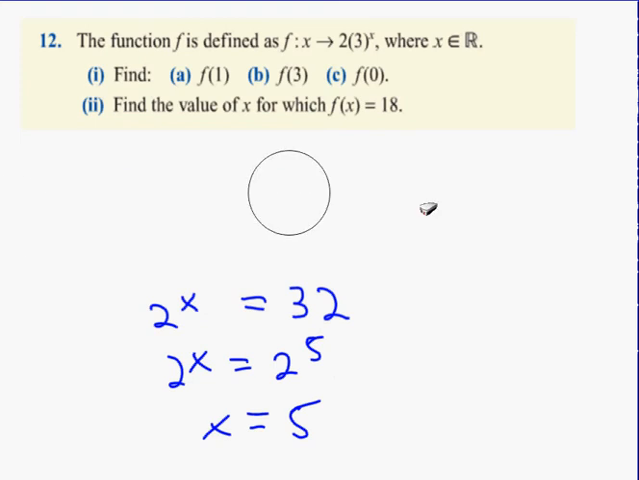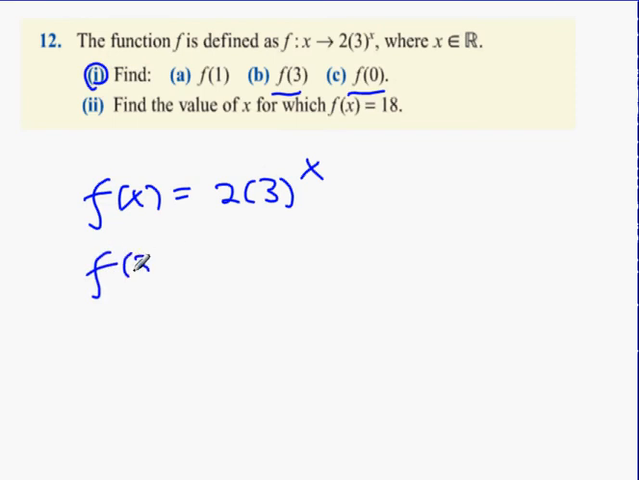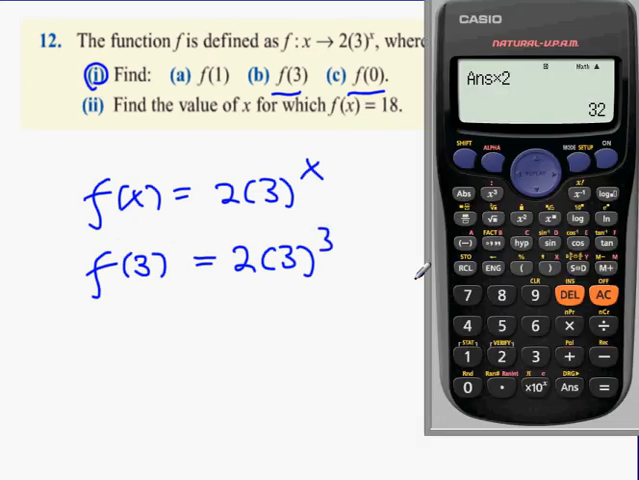Now, let me show you how to do this. These are very easy. Won't do them all, okay? Find f of 3 and f of 0. Very easy. F of x equals 2 by 3 to the power of x. Therefore, f of 3 is equal to what, guys? 2 by 3 to the power of 3. Just go to your calculator. Don't do anything fancy with it.